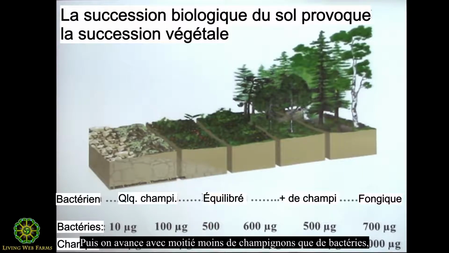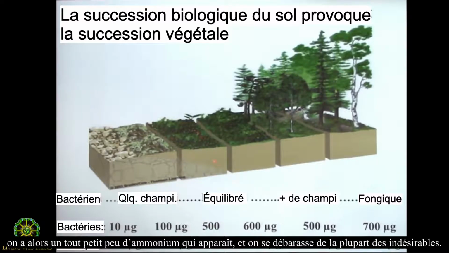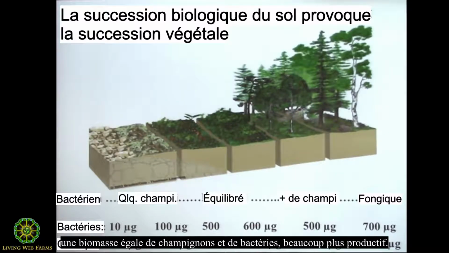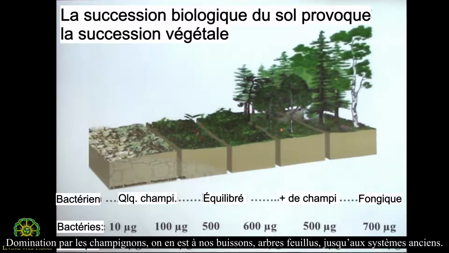We start moving to where 50% of our biomass is fungi. And now we got a little bit of ammonium coming in. We get rid of most of our weeds. As we keep moving along into our row crops, our veggies, equal fungal biomass, way more productive, equal amounts of fungi and bacteria. Fungal dominated, we're into our shrubs, our deciduous trees, up into the old growth systems.